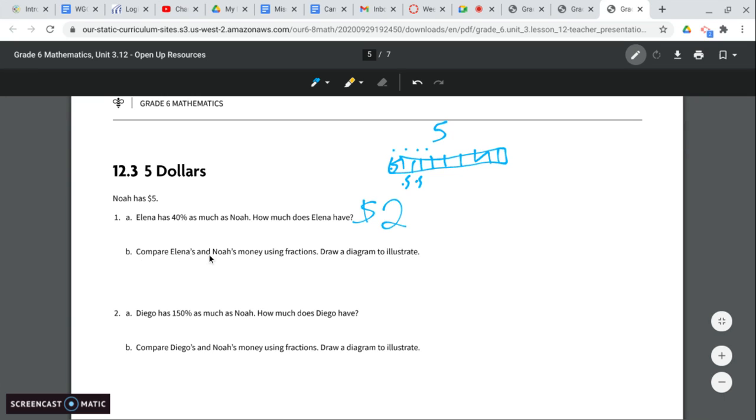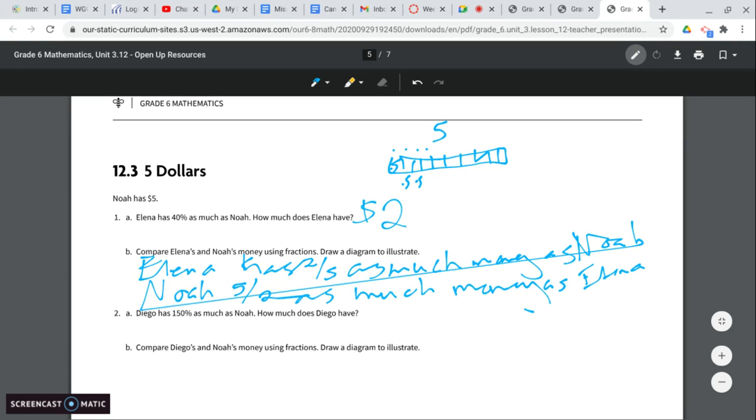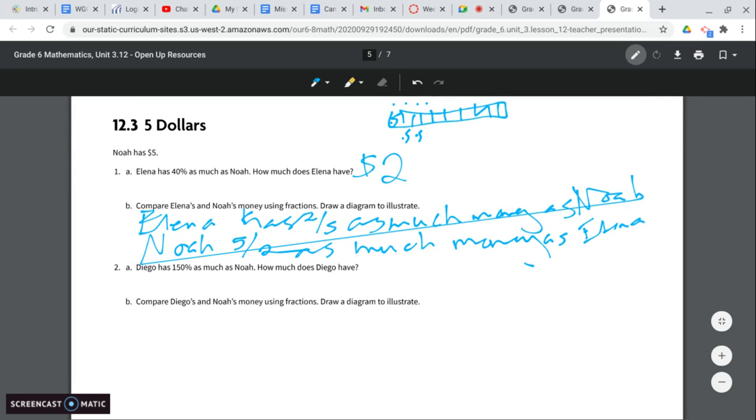So if we compare Elena's and Noah's money using fractions, Elena has 2/5 as much money as Noah. Noah then would have 5 halves as much money as Elena. So it's just the reciprocals. Remember, we've used the reciprocals before for these unit rates.